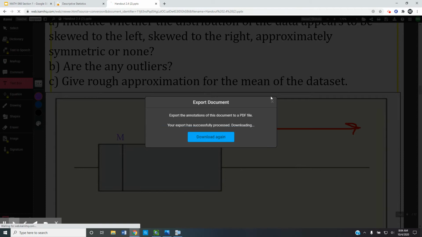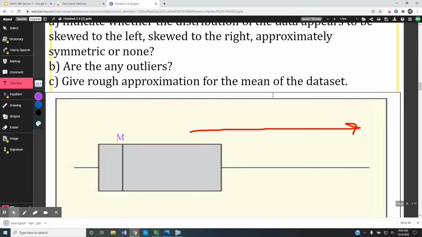Oops. Processing is what it says. Don't do that to me. I must have hit a shortcut or something. Skew right.